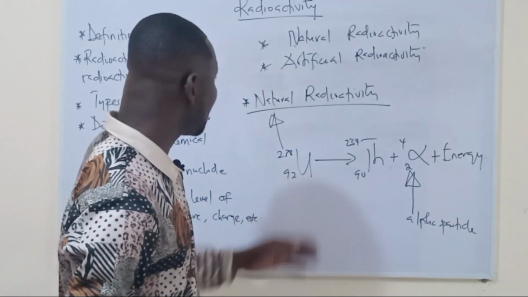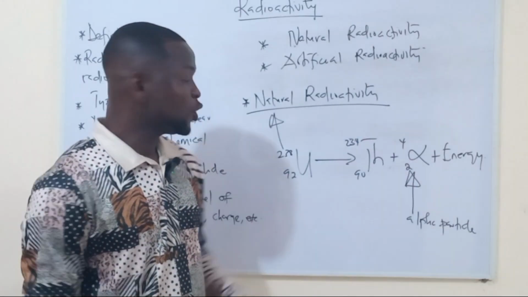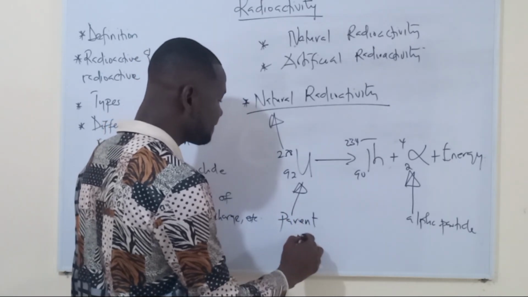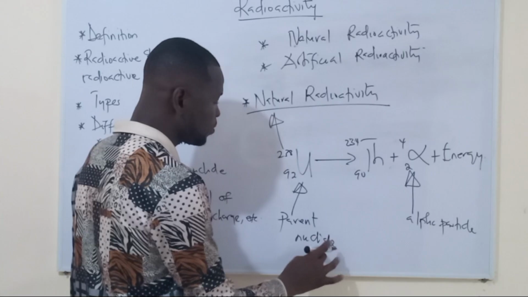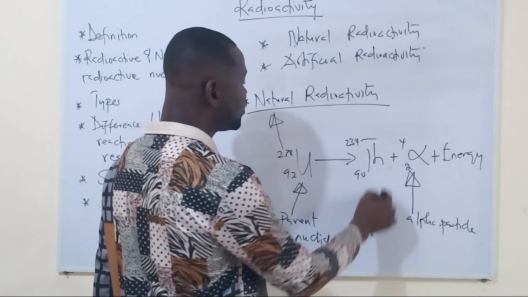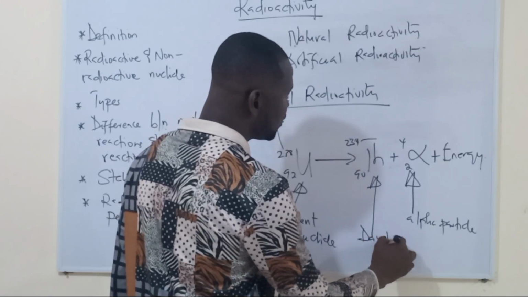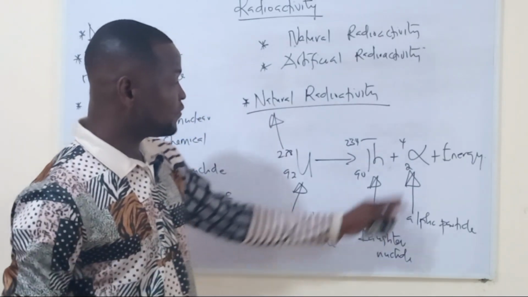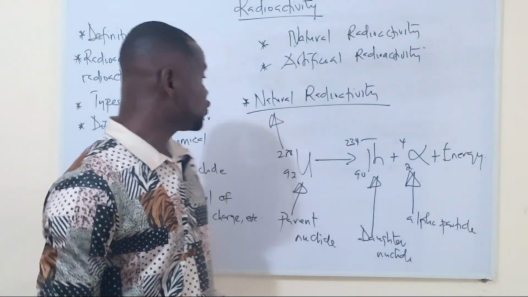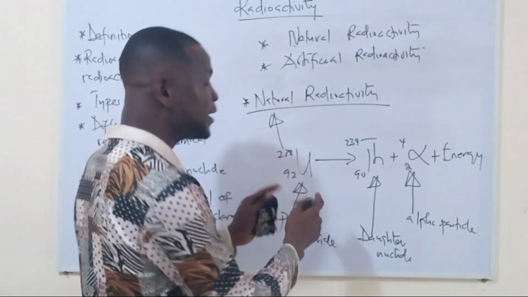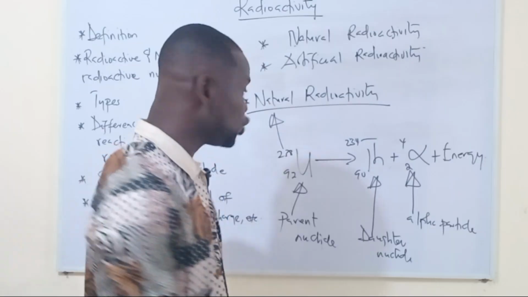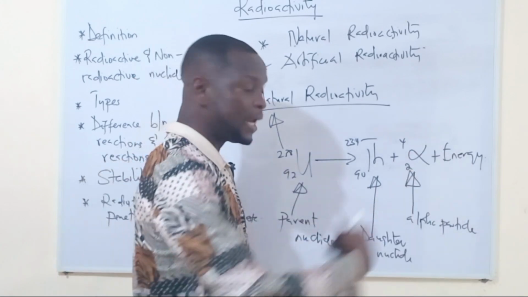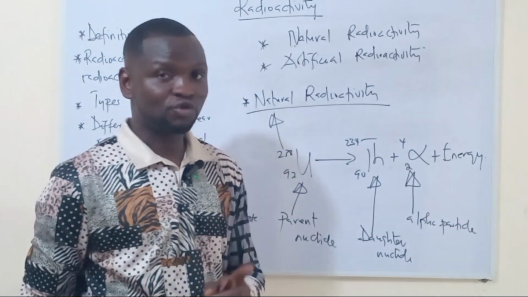One thing you also have to note is that in natural radioactivity, you have a single parent nuclide disintegrating to give us what we call a daughter nuclide. A daughter because it is produced from the parent together with our radiations and energy. So natural radioactivity has one large nuclide at the reactant side and the daughter nuclide with the emissions and energy at the product side. That is how you can identify natural radioactivity.